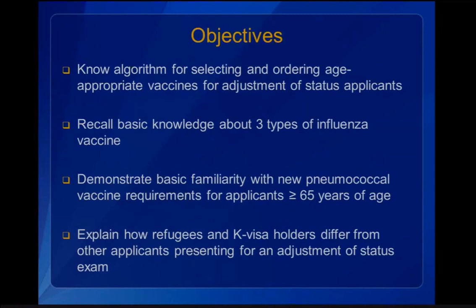For adjustment of status applicants, recall basic knowledge about the 3 types of influenza vaccine, and demonstrate basic familiarity with the new pneumococcal vaccine requirements for applicants 65 and older, and explain how refugees and K-visa holders differ from other applicants presenting for adjustment of status.